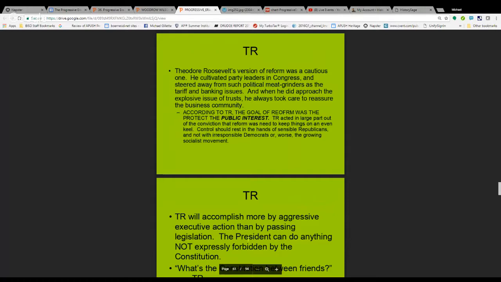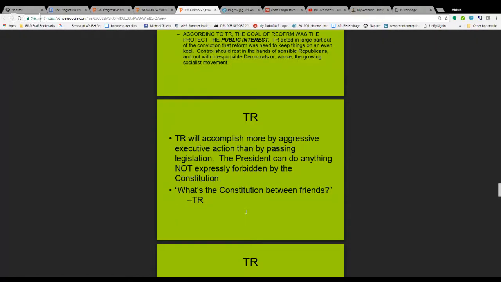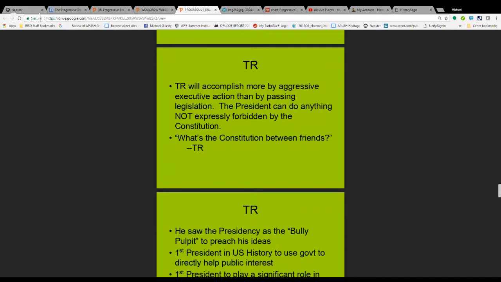So according to Teddy Roosevelt, as you can see here, this is big. The goal of reform was to protect the public interest. Roosevelt acted in large part out of the conviction that reform was needed to keep things on an even keel. Control should rest in the hands of sensible Republicans and not with the irresponsible Democrats, or worse, the growing socialist movement. So he supports reform because socialism is creeping. Roosevelt will accomplish more by aggressive executive action than by passing legislation. And the president, he believed, can do anything not expressly forbidden by the Constitution.